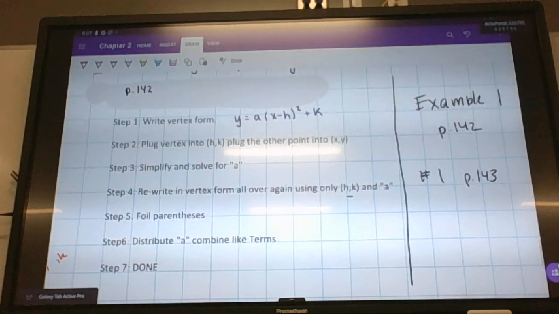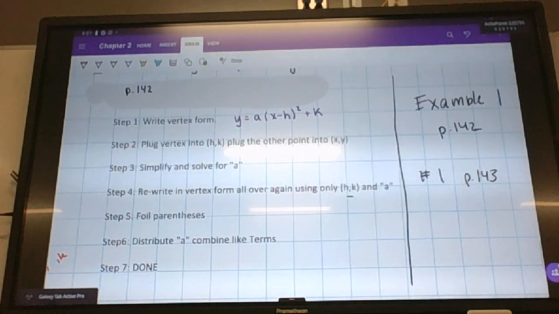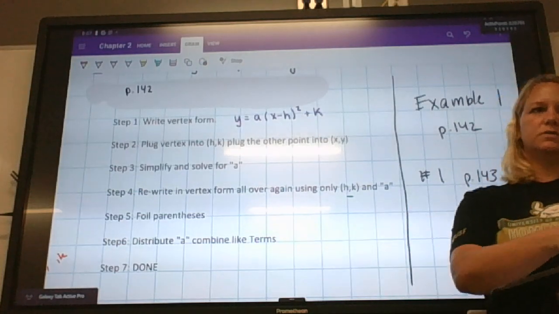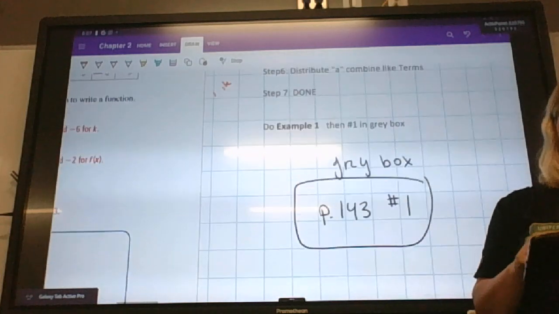There will be a video of this if I go too fast. Yes, there will be a video later. If it goes too fast, you can push play and pause it and do all that.